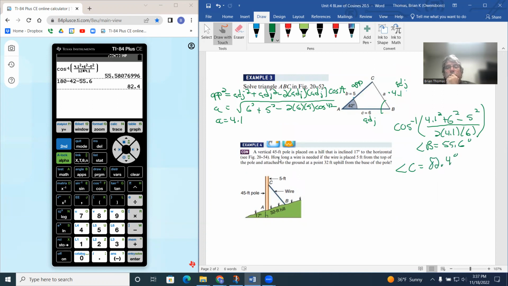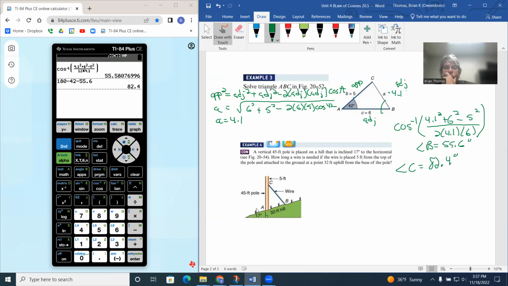So a vertical 45-foot pole is placed on a hill that is inclined 17 degrees to the horizontal. How long a wire is needed if the wire is placed 5 feet from the top of the pole and attached to the ground at a point 32 feet uphill from the base of the pole? So they made us a drawing.